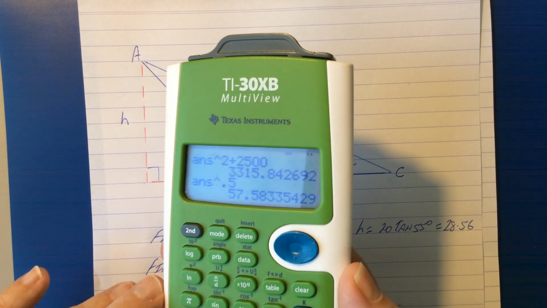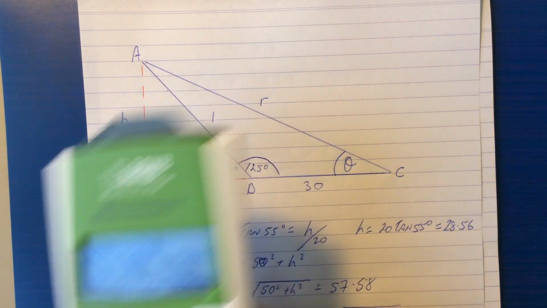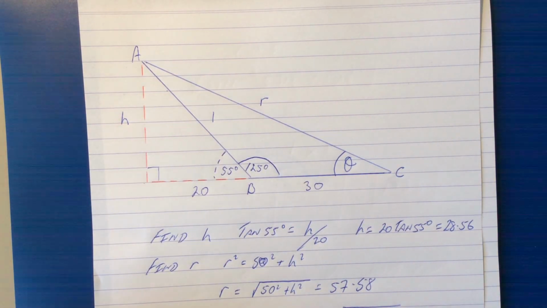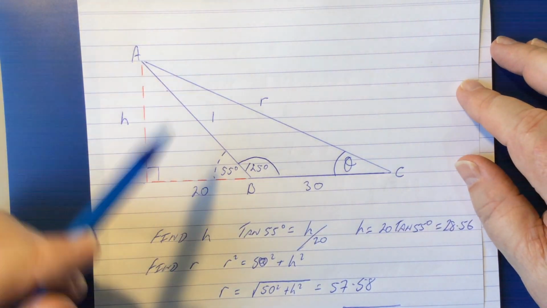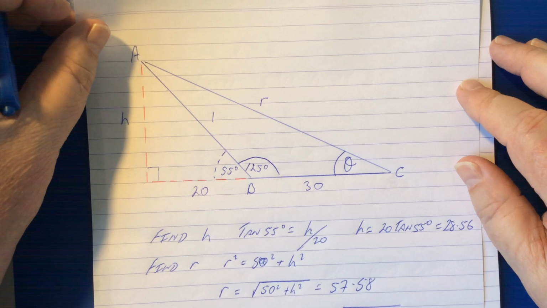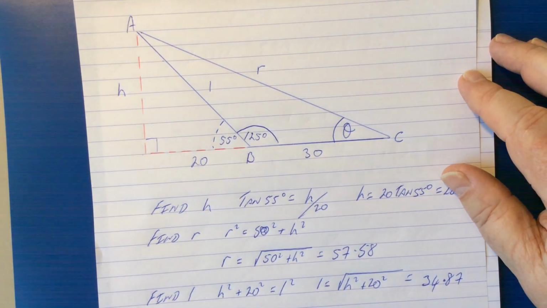I hope you can see that on there. The lighting is always a little tricky with this screen. So that's that. We can tick that off. Now, to find L, we do something very similar. That's our next task. And you can see that here.